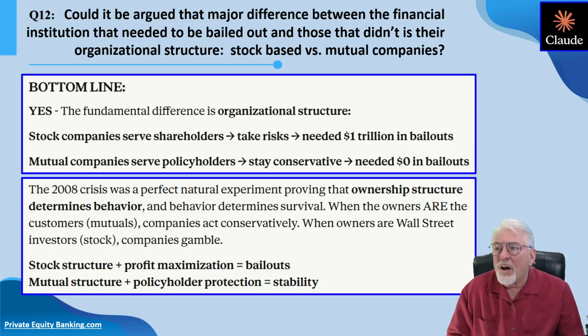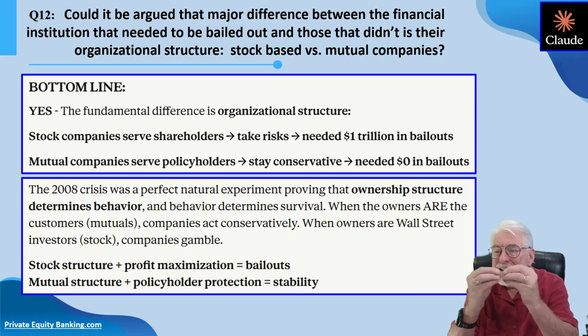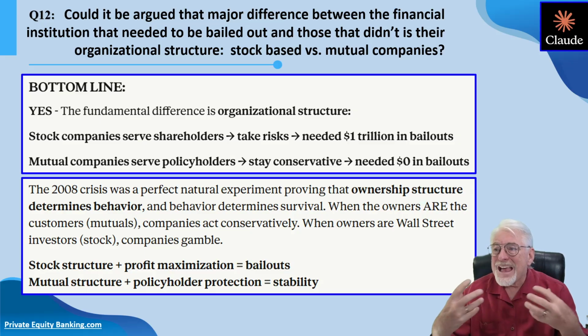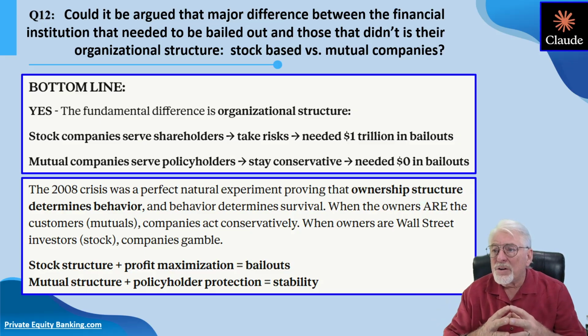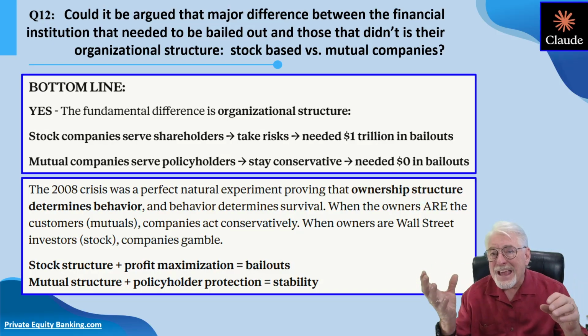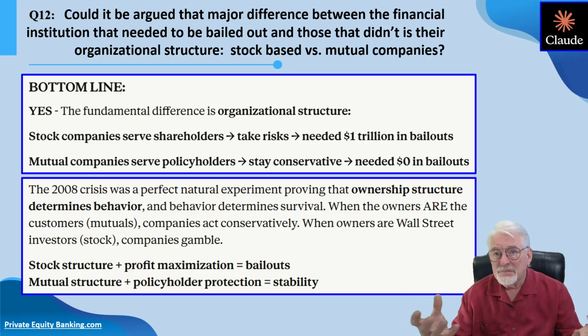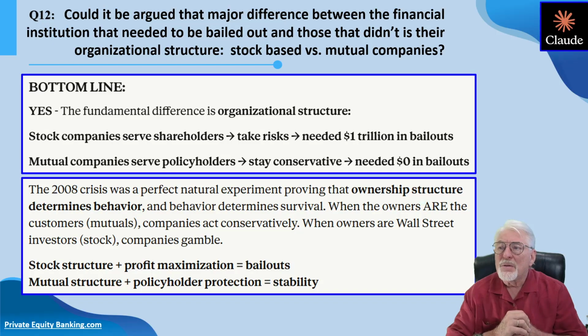When the owners are the customers, as I said, those two are together in a mutual company, the companies act conservatively. When the owners are Wall Street and investors in a stock company, the companies gamble, and that gamble hurts the policyholders. So that's the issue there. Stock insurance, the stock structure plus profit maximization equals bailouts. With the mutual structure, policyholder protection is the most important, and therefore it provides stability. Okay.